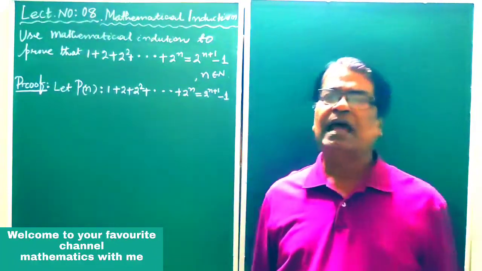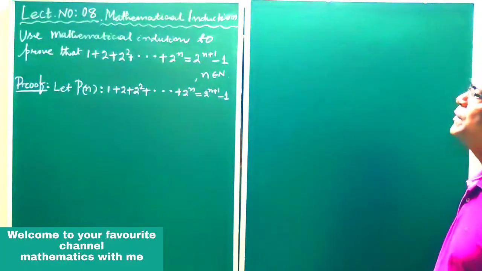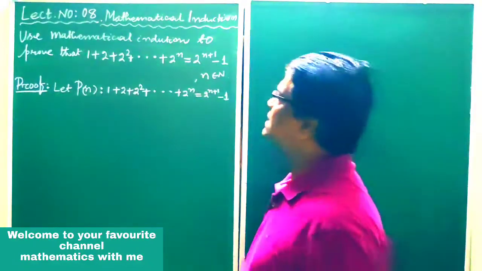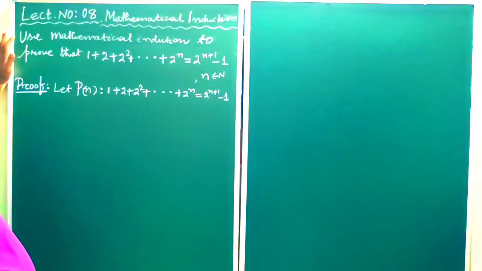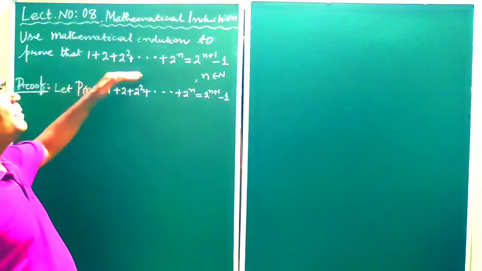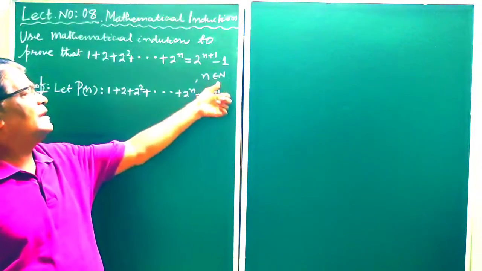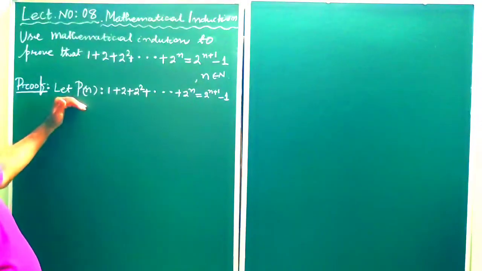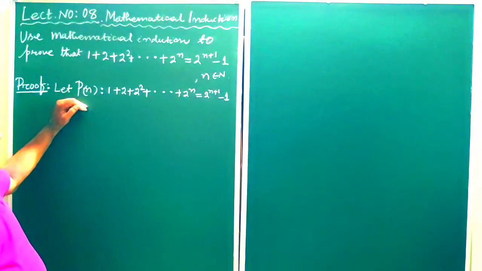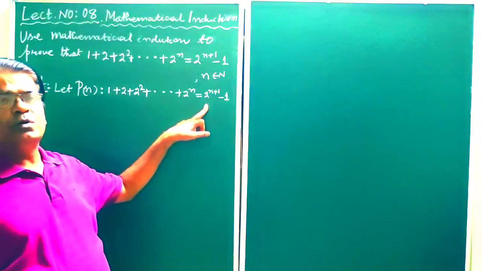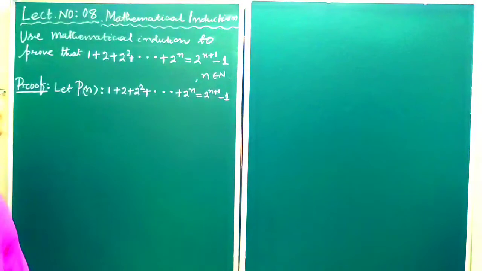In this class, I am going to solve one more problem on mathematical induction. The problem is: use mathematical induction to prove that 1 + 2 + 2² + ... + 2ⁿ = 2ⁿ⁺¹ − 1, where n is a natural number. So let us take the entire statement as P(n). That means P(n) stands for 1 + 2 + 2² + ... + 2ⁿ = 2ⁿ⁺¹ − 1.